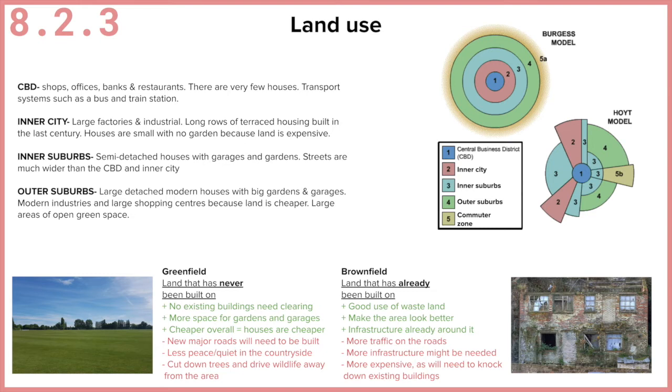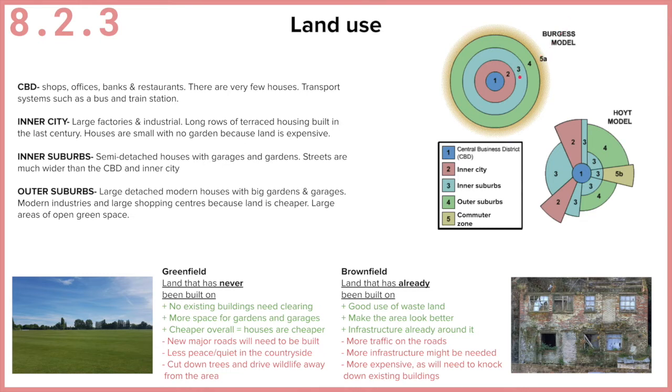And the reason for that is, well, it's very expensive land, so you want to cram as many buildings and as many people living in there as possible. So that's why they tend to be quite small. And they're small with no gardens because you're not going to give a big garden to people because you want to maximise the available land to cram as many houses in there as possible. Then we have the inner suburbs, number 3 on here.